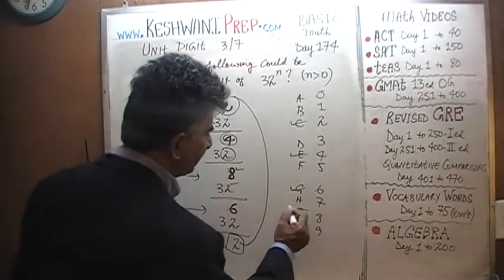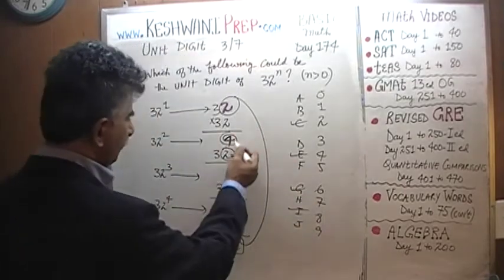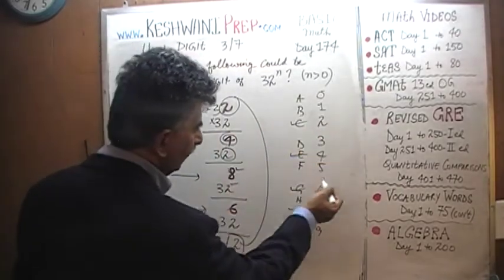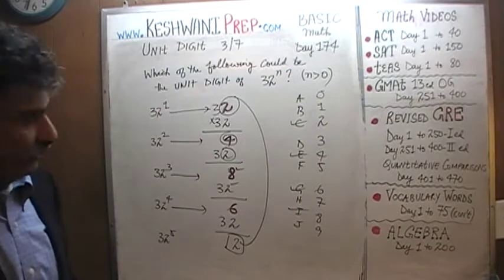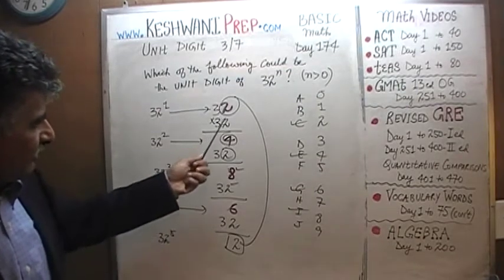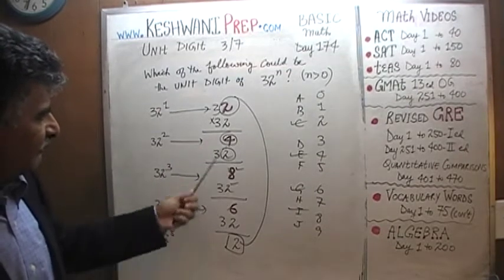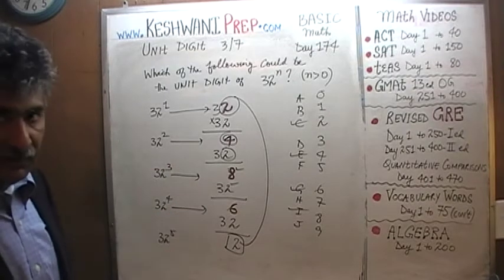So 6 is also possible. So we'll have 2, 4, 6, 8. It has 4 answer choices. My question is, why is that important? Why is it significant that we understand that it is 2, 4, 8, 6 and not 2, 4, 6, 8? I'll show you in a second.